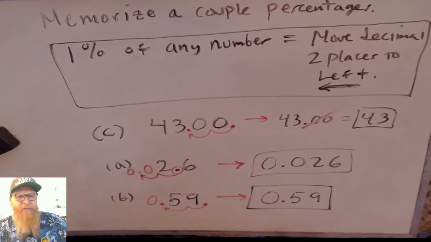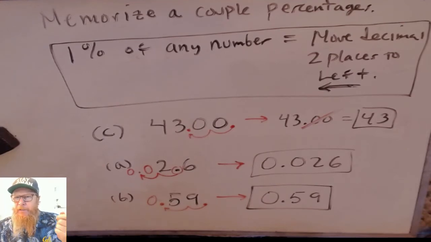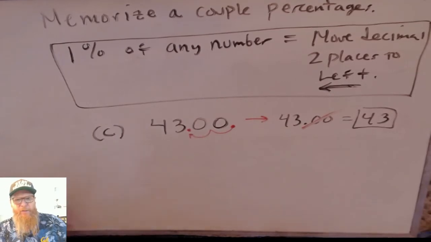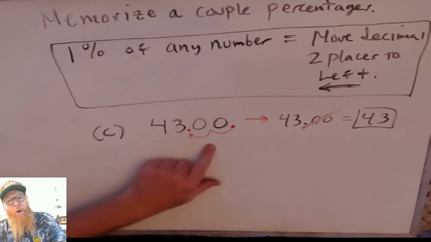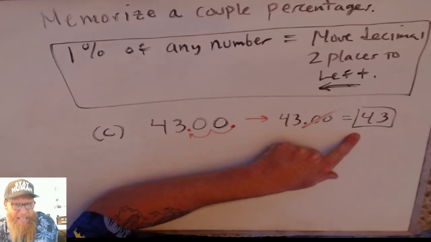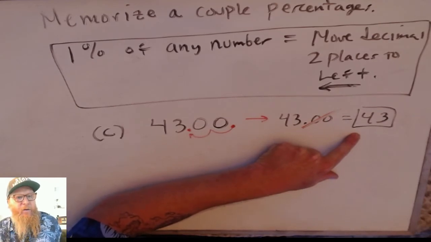So that is 1% of any number. You can do this mentally. You don't need the calculator. When you see a number and you want to know what 1% of that is, move the decimal 2 places to the left. Now this comes in handy. Why would you want to know 1% of a number? Well, if you know 1% of a number, then you could do any percent. So if 1% is 43, then 2% must be 86. What would 5% be?